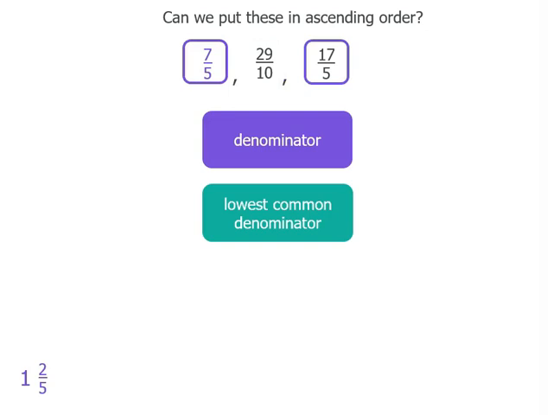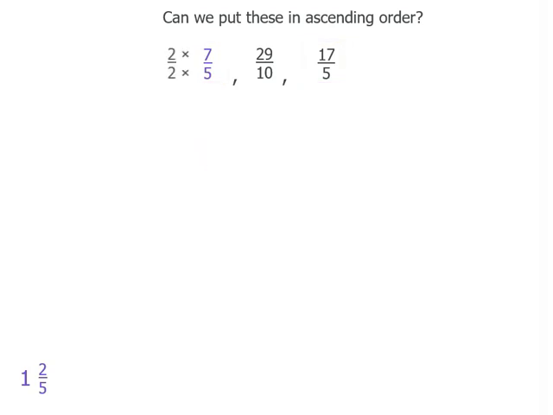So we need to write an equivalent fraction for 7/5 and 17/5. Well, 7/5 is the same as 14/10. We want tenths, so we're going to multiply top and bottom by 2. We get 14/10. And 17/5 we multiply top and bottom by 2 and we get 34/10.